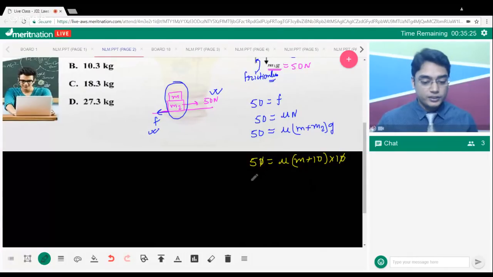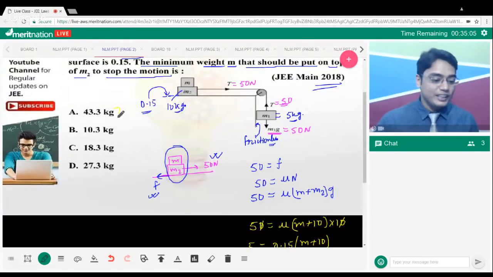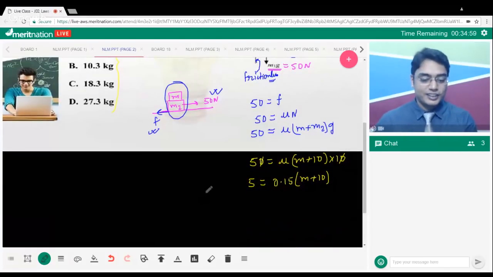So we can say that 5 is equal to, the value of mu is also given, and that is 0.15, times (m plus 10). The rest is calculation, and you can easily solve it. I'm solving it because this is very interesting. If you solve this question, you will not see any of these options in the answer. So let's solve this, and then I will correlate how to obtain the answer. So this is 5 upon 0.15 is equal to m plus 10.